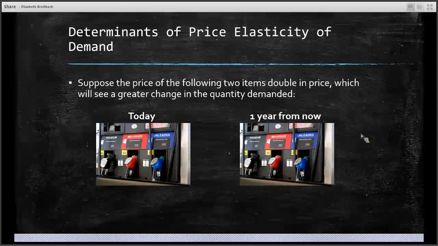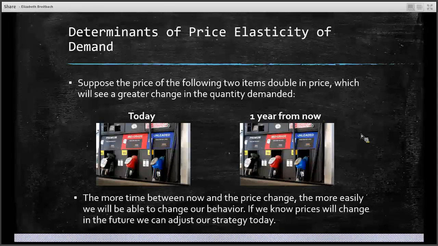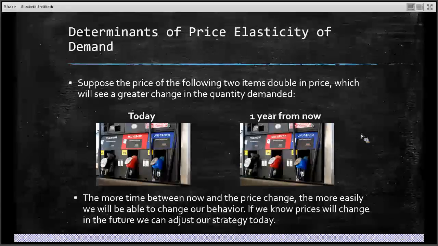But 1 year from now, if I know gas is going to be expensive, I might start to change my behavior. I might try to find a more fuel-efficient car or even an electric car. I might decide to move closer to work or school. I might decide to move closer to my family. And so as time passes, as we know ahead of time that prices are going to change in the future, we can adjust our strategy over time, and we can make those changes to quantity. So the more inelastic demand will occur today, but in the future, as we continue down the road, our demand will become more elastic. We can make more changes. We're more sensitive to price the further down the road we go.